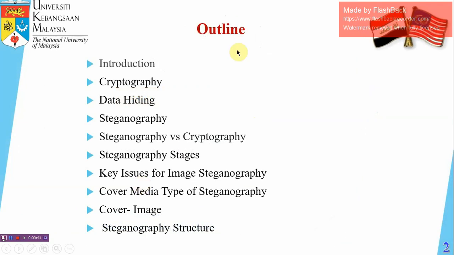As we see here in the outline: introduction, cryptography, data hiding, steganography versus cryptography, steganography stages, key issues for image steganography, cover media types of steganography, and cover image steganography structure.